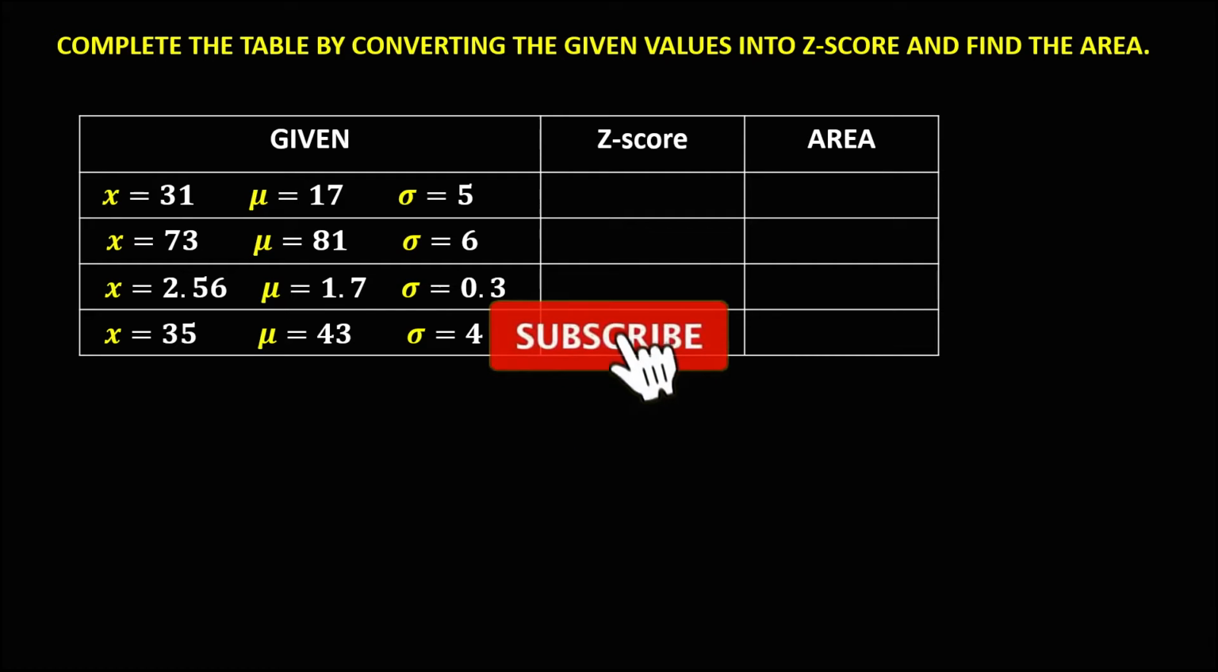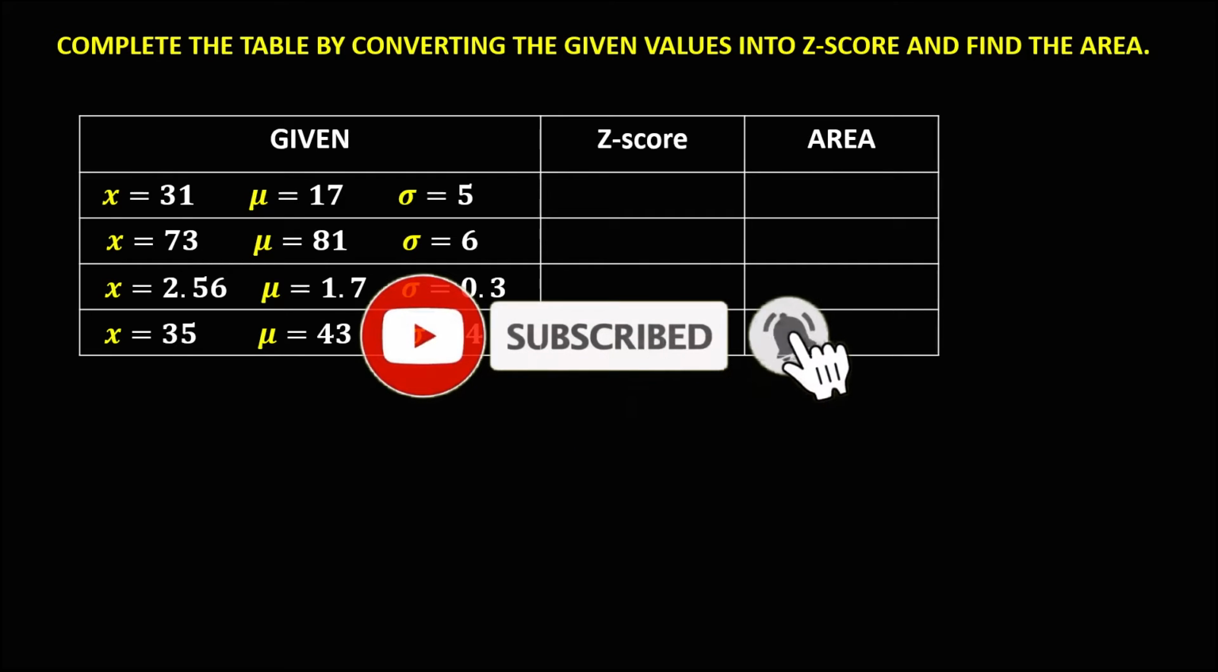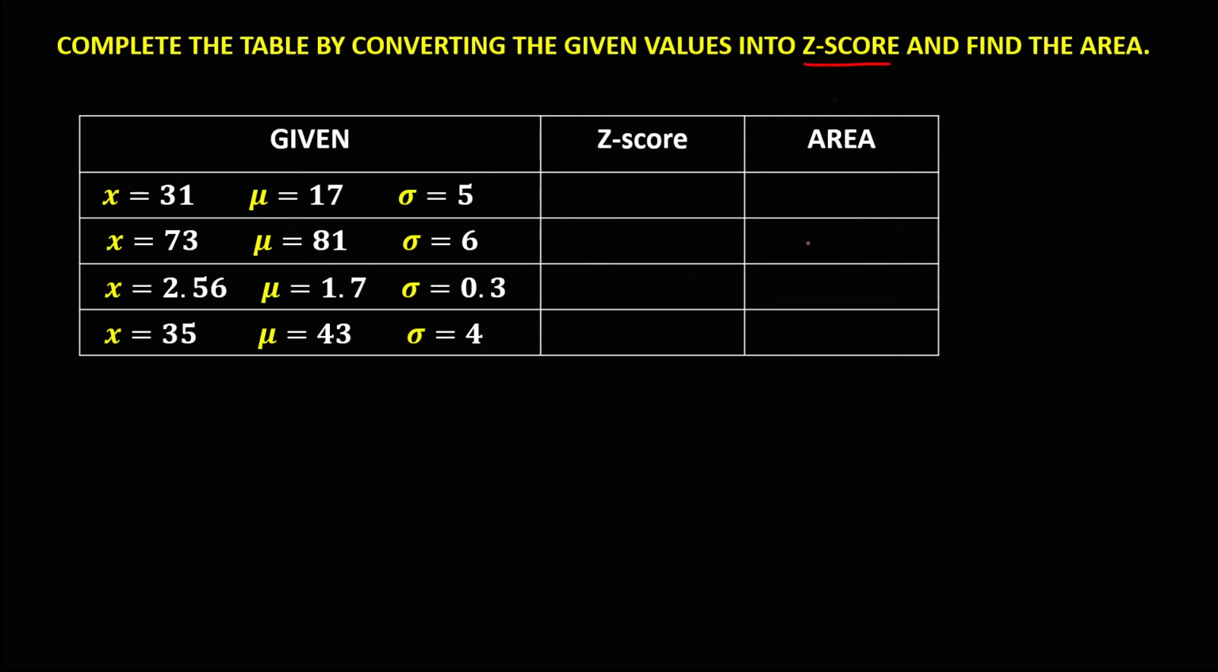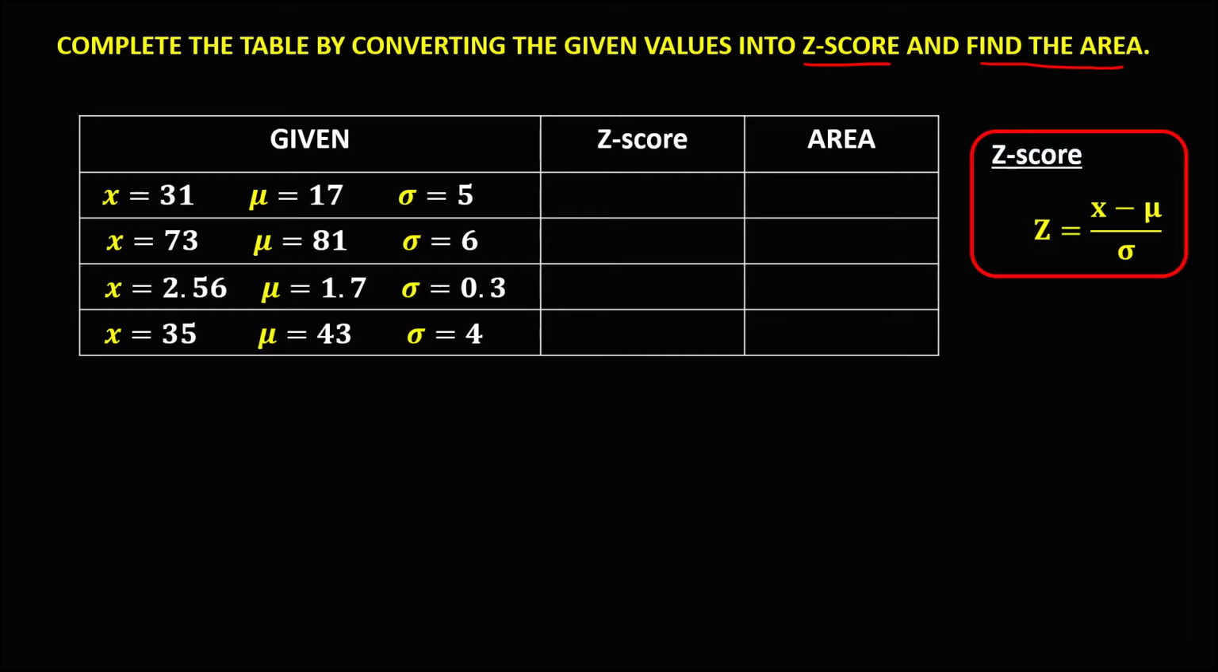So let's have this problem. To complete this table by converting the given values to z-score and find the area. So take note that this is the formula for the z-score. So we have the given values minus the mean over the standard deviation.